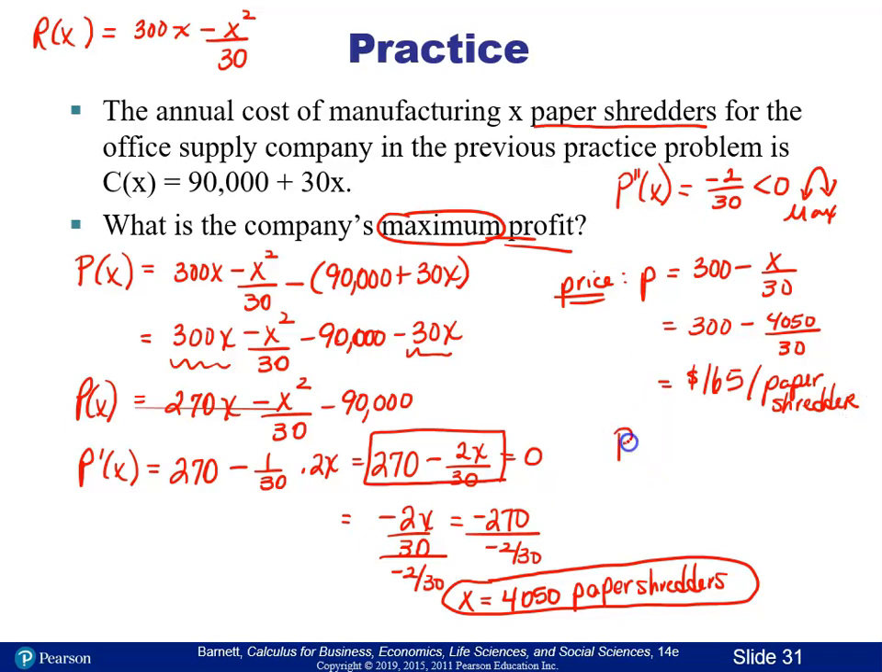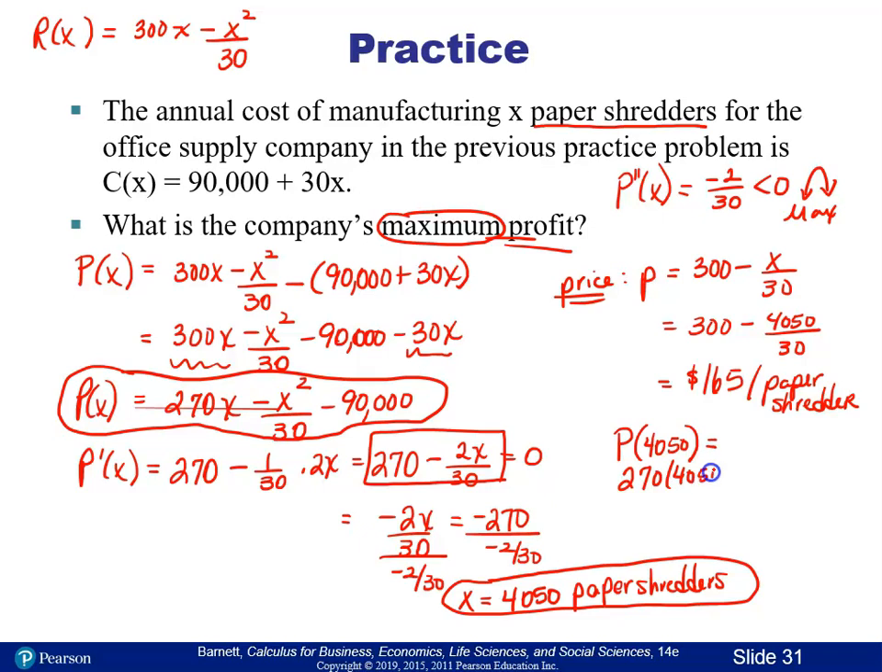And so for our maximum profit, we want to evaluate our profit equation at that 4050 as well. So our simplified profit equation is here. We're going to have 270 times 4050 minus 4050 squared over 30, and then subtract from that the 90,000. So that looks like it gives us a profit of 456,750.